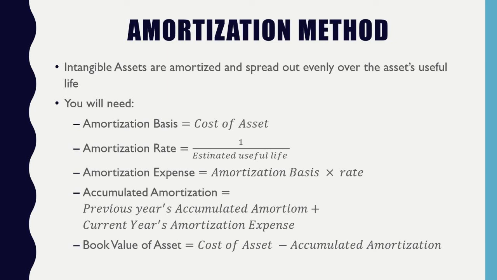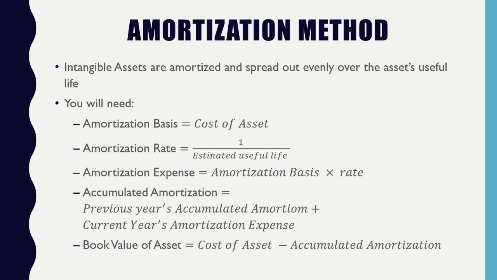Now, because it's similar to straight line, the basis is going to be the asset cost minus salvage value. But for amortization, there is no salvage value. So your assumption here is it's just the asset cost. The amortization rate is 1 over its estimated useful life. Then the expense is going to be basis times rate.